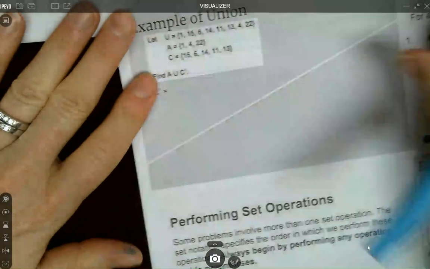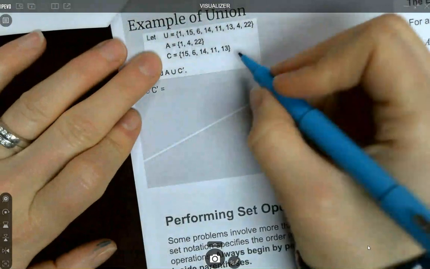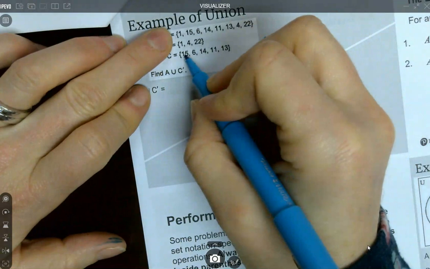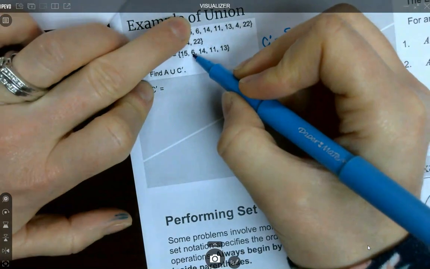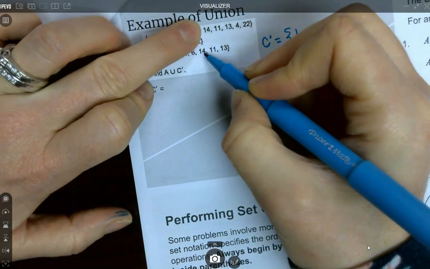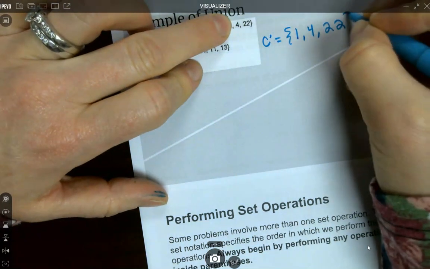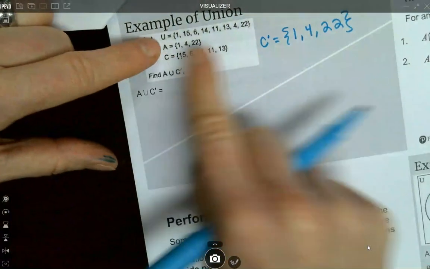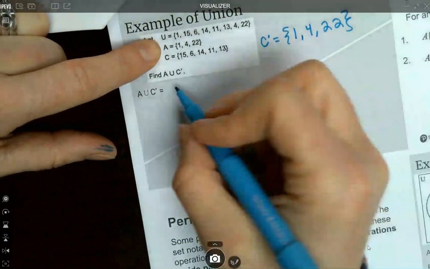Example of union. So A union C prime. What we're going to have to do is find what C prime is, the complement of C. We have 15, 6, 14, 11, 13. So 4 and 22. So we want to do the union of A and C prime. So it's going to be all of them, which are the exact same set.